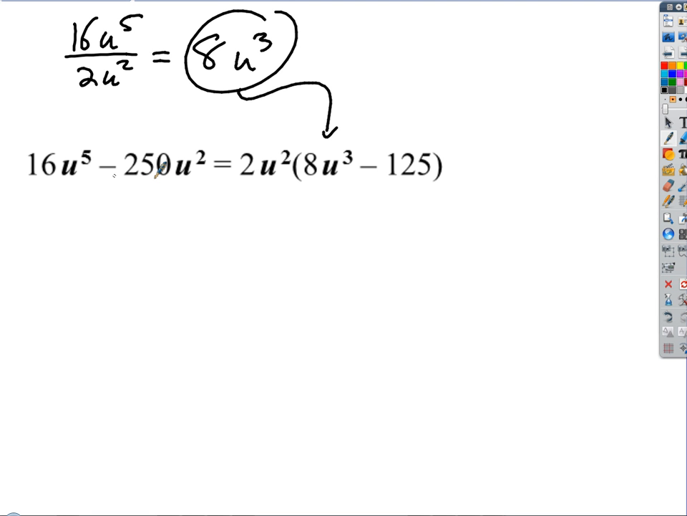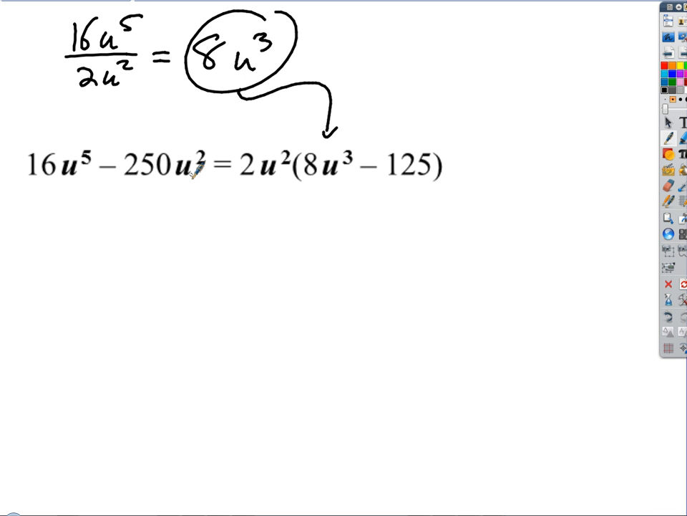The variable part's easy. The number part's the hard part. So 2 is the biggest number that divides into both of those. What's the biggest variable that I can divide away from both? The answer is always going to be just the smallest of the powers. This one has u to the 5th, but this one only has a u squared to give away, so I can only divide away a u squared. Okay, so I divide away the u squared, and then the variable's all gone from that second term.